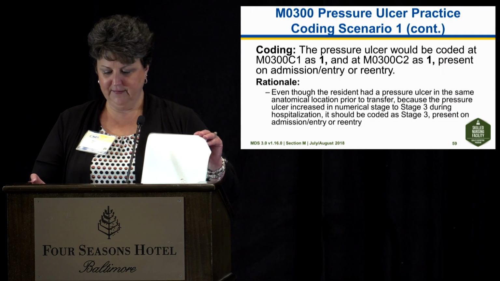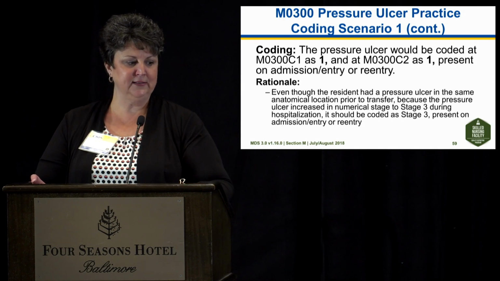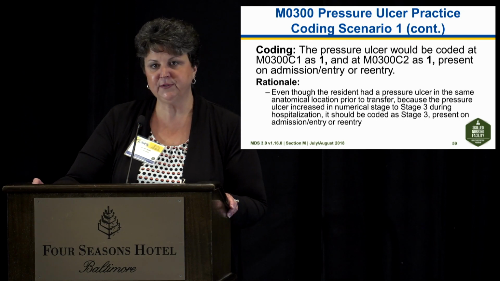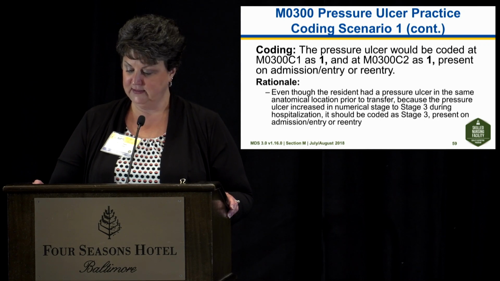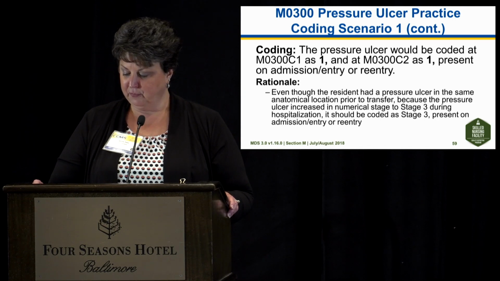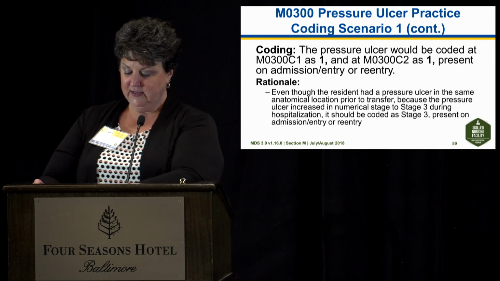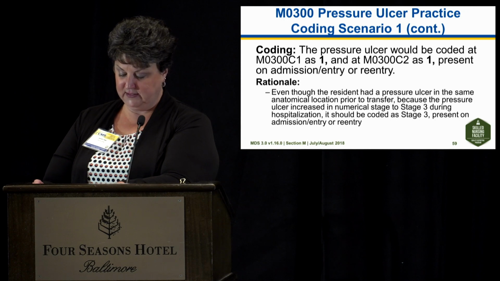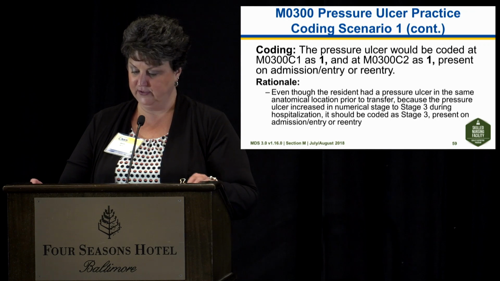Alrighty, and our rationale for that item. The resident had the pressure ulcer in that same anatomical location prior to transfer to the hospital, but because the pressure ulcer increased in numerical stage to a stage 3, it's going to be coded as a stage 3 present on admission or entry. Your coding tip to support this is on your manual page M9, where it says if a resident had a pressure ulcer injury, is hospitalized and the ulcer increases in numerical stage or becomes unstageable due to slough or eschar, it will be coded as present on admission on reentry.